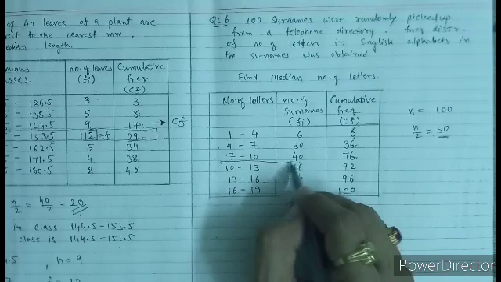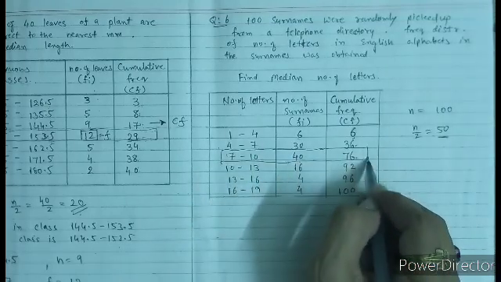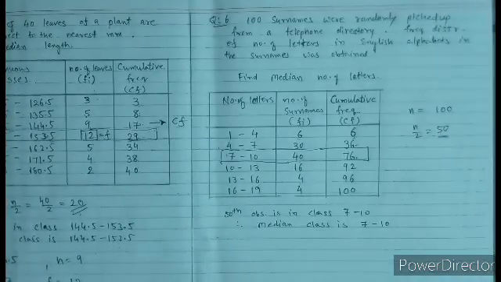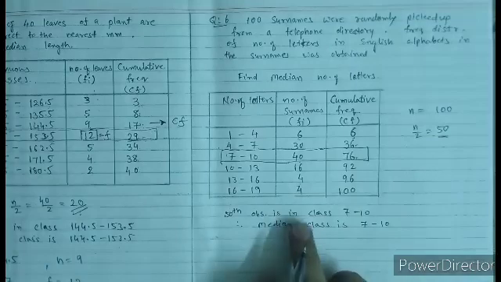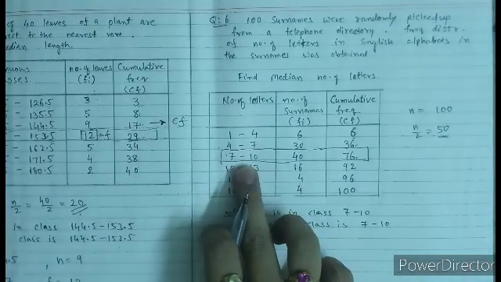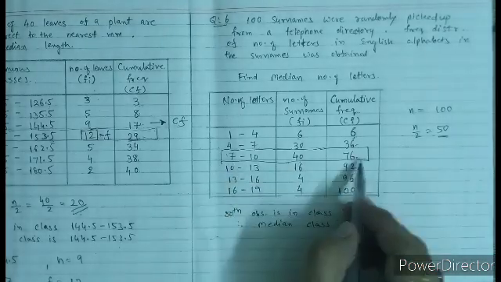So we will make a box over here. This class will be the median class. We will write here, 50th observation, that is n by 2, is in class 7 to 10. Therefore here median class is 7 to 10. We have got this median class.